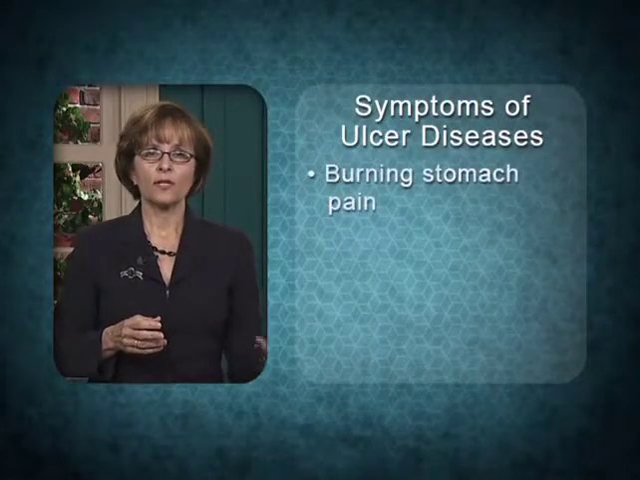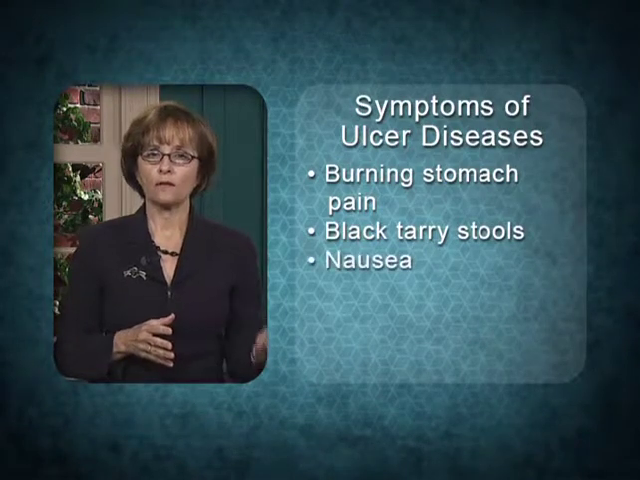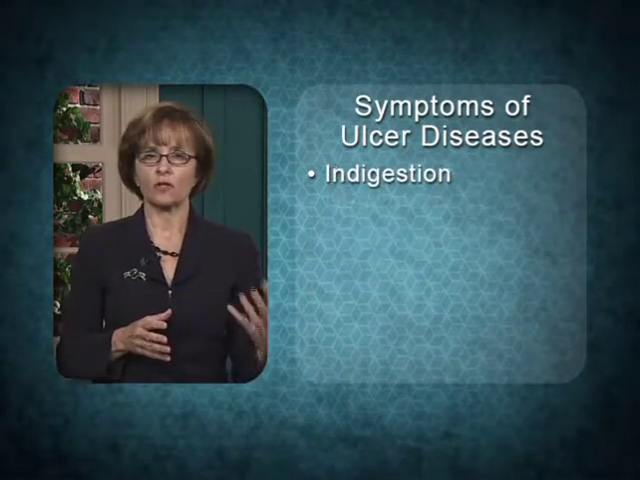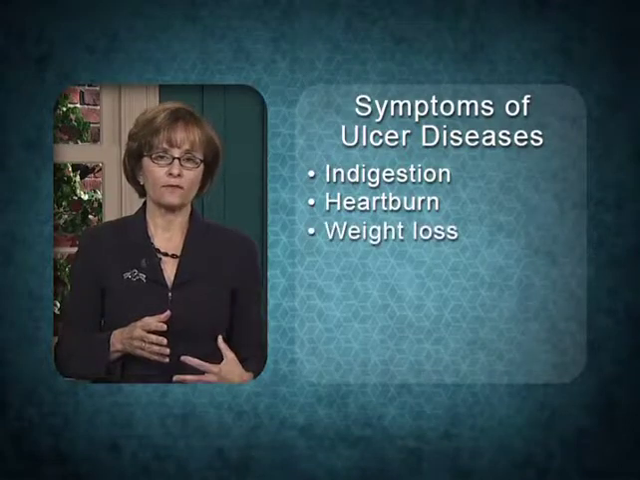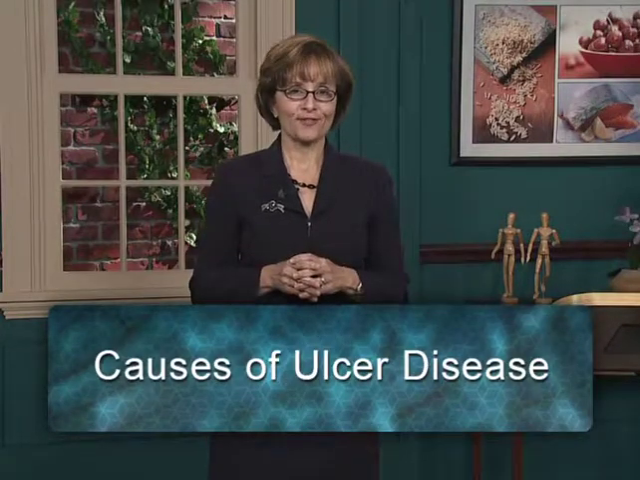Now we get to the stomach and to ulcer diseases. Symptoms include burning stomach pain, black tarry stools, nausea, vomiting, indigestion, heartburn, and weight loss. Now, ulcers can occur both in the stomach and in the small intestine. However, the dietary and nutritional management for both are similar. So what causes ulcer disease?